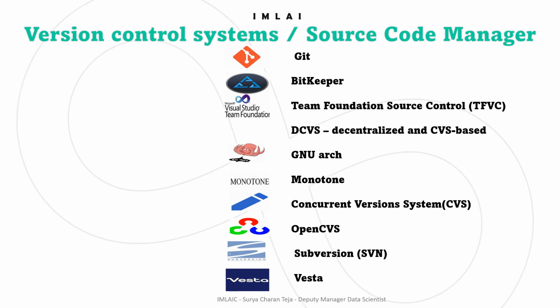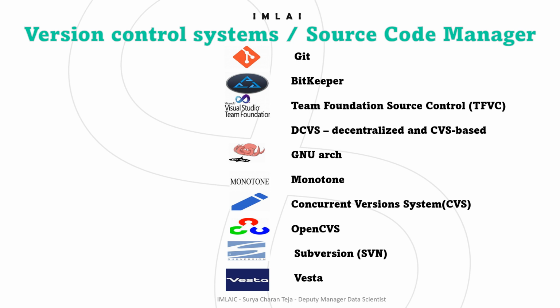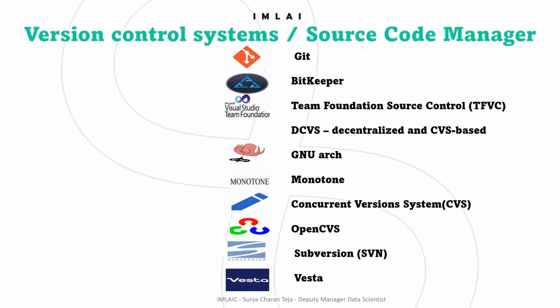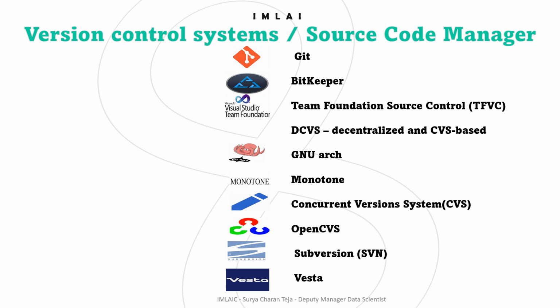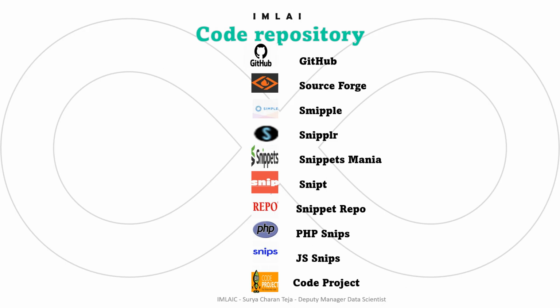Then we have Subversion. This was maybe 6 to 7 years back, very famous. And then GNU Arch, Monotone, Concurrent Versions System, CVS. This was also famous long back. And Visual Studio Team Foundation. This is also famous. And these are some of the tools that we use.